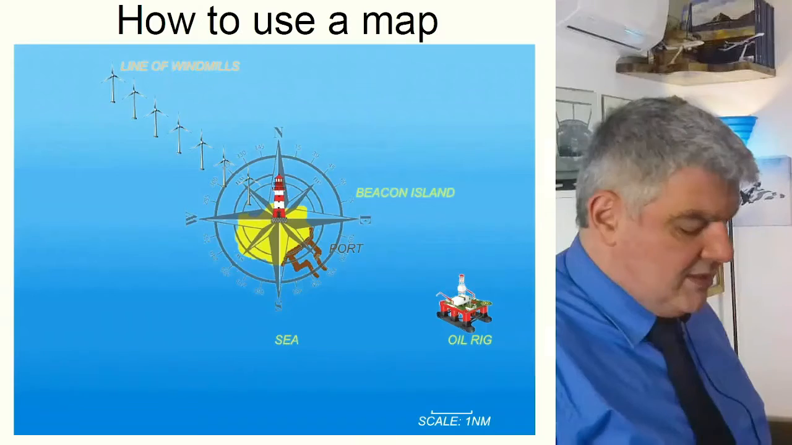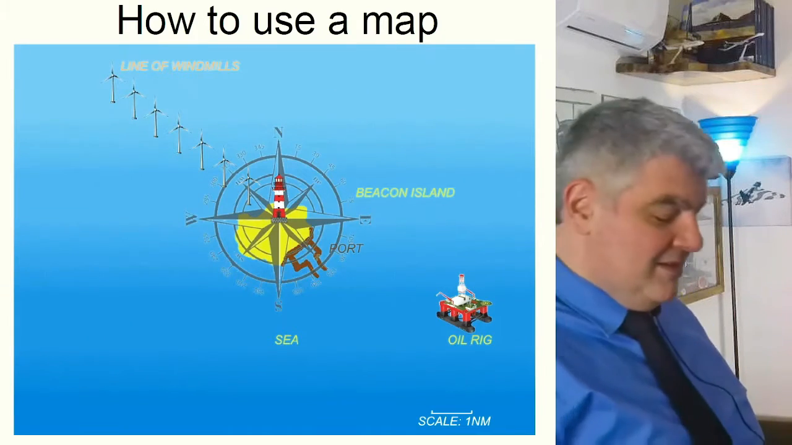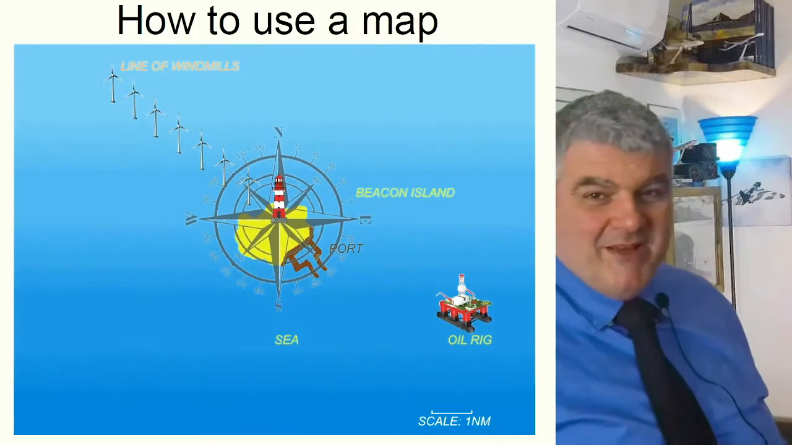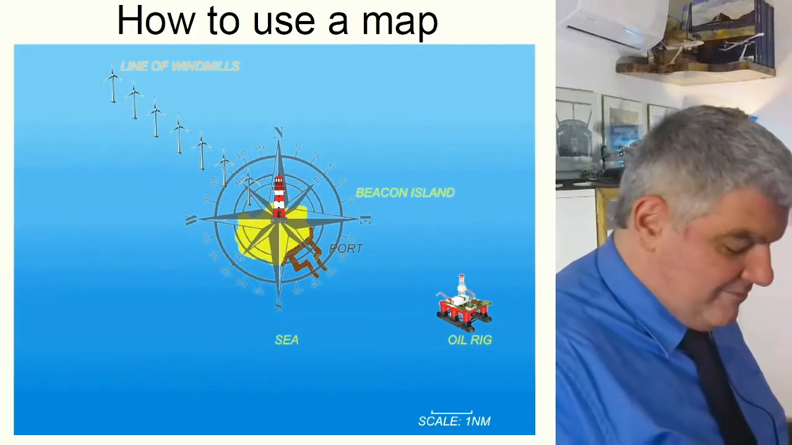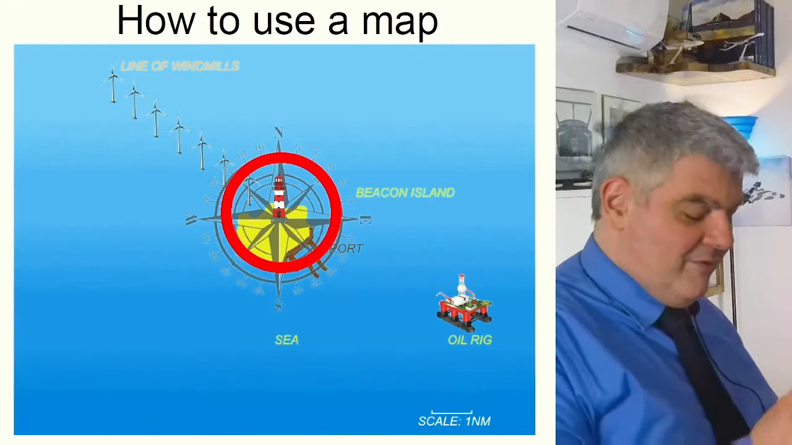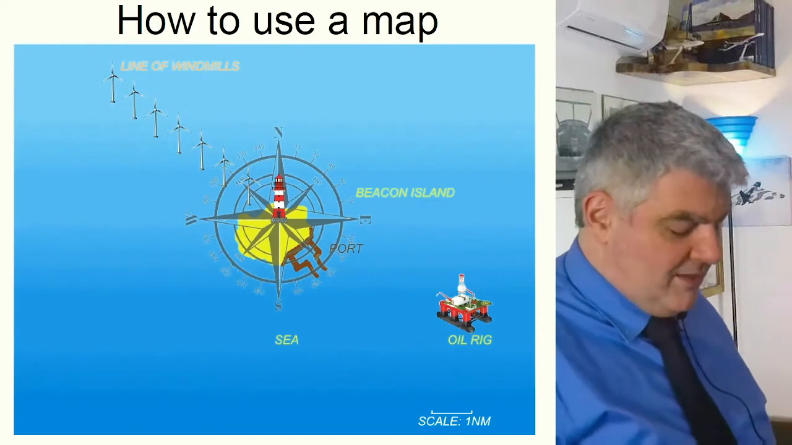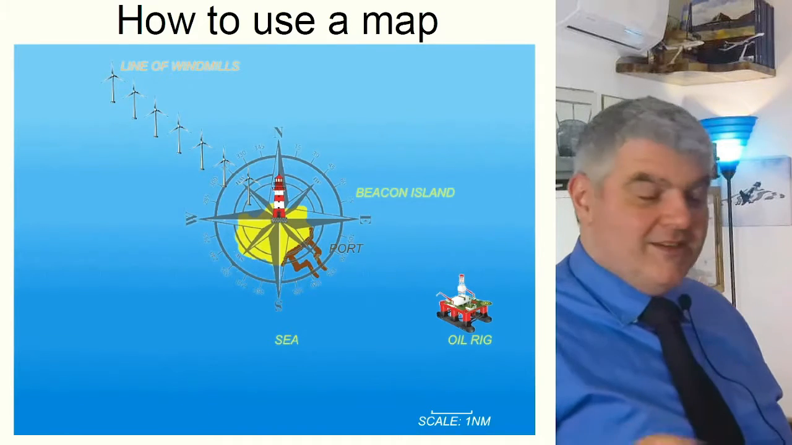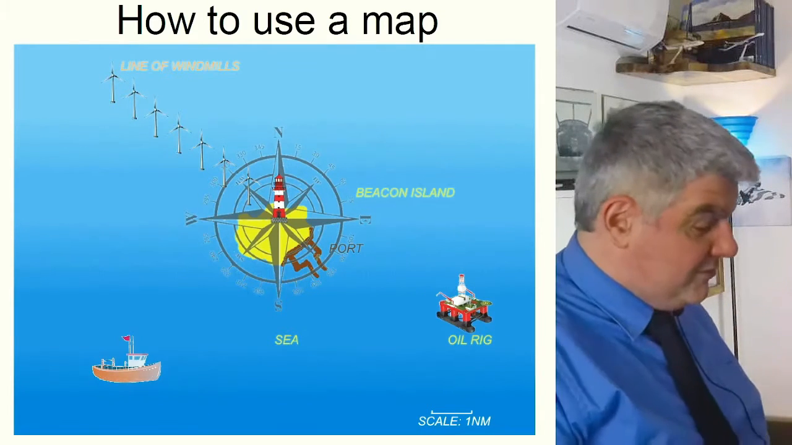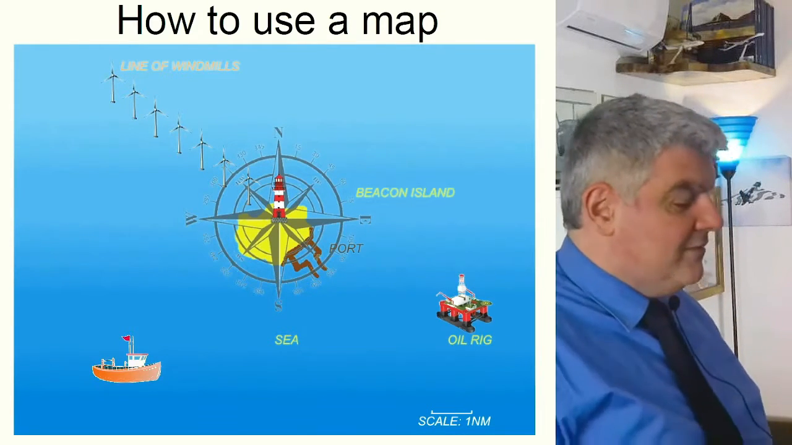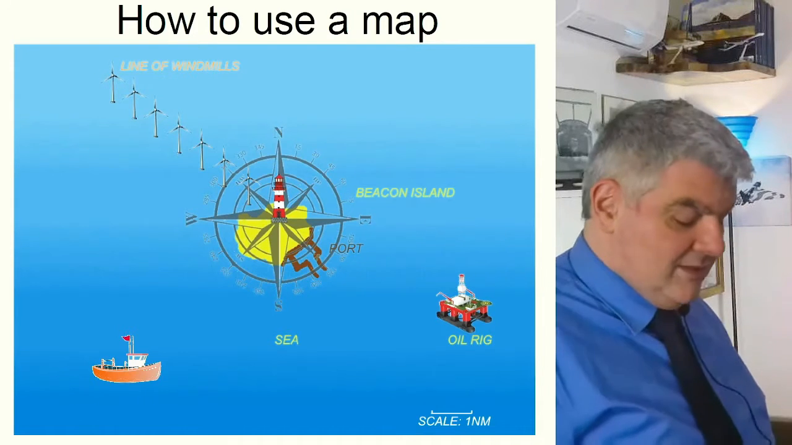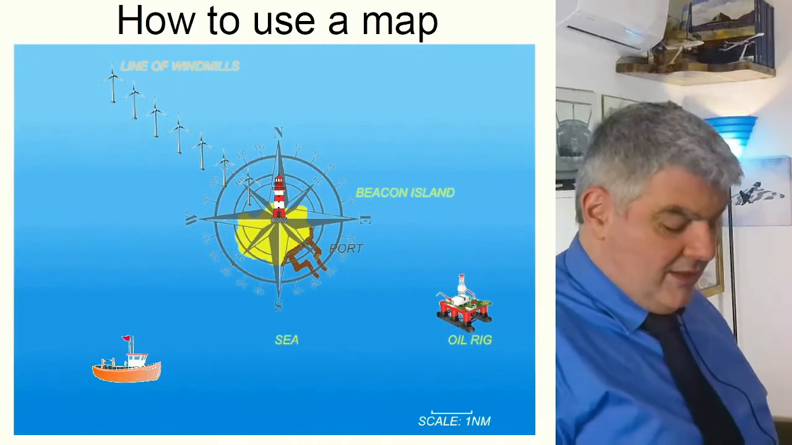Alright, so what I'm showing you here on the screen is a map, simply. And we have to learn how to use a map, okay? There is a lighthouse with arrows, there are some objects, okay? And now I'll depict a ship for you. We are on the ship and we want to get somewhere. For example, we're on the ship and we want to get to the oil rig. Now, how do you do that?